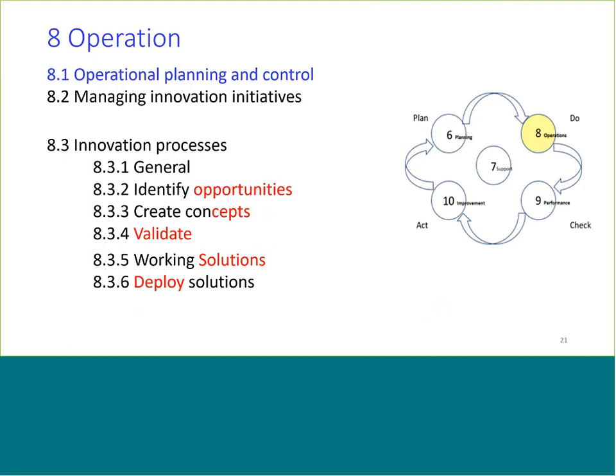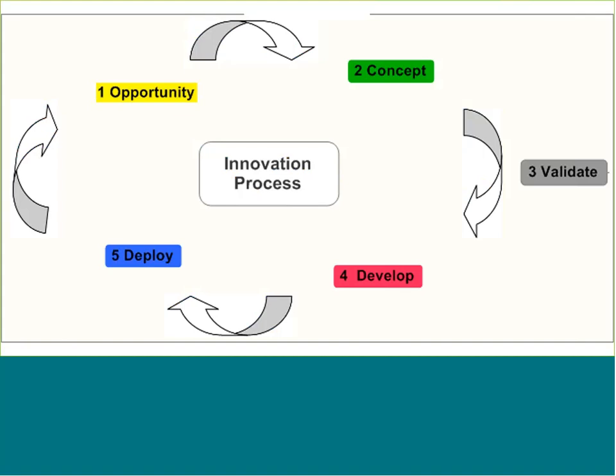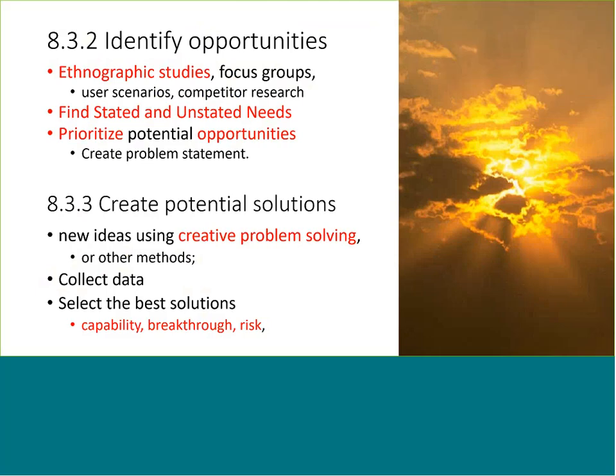So getting into operation, which is the doing part of the cycle, this is where we detail the innovation process. And the innovation process looks like this. This is a simplified version of the model which appears in the standard. But essentially, we find opportunity, we develop concept solutions, what we often call ideation, we validate, we test whether a concept is feasible, and then we develop a working solution, which we then deliver. I prefer the word deliver to the word deploy, which is what the standard uses. So just going into these steps in the process in a bit more detail.